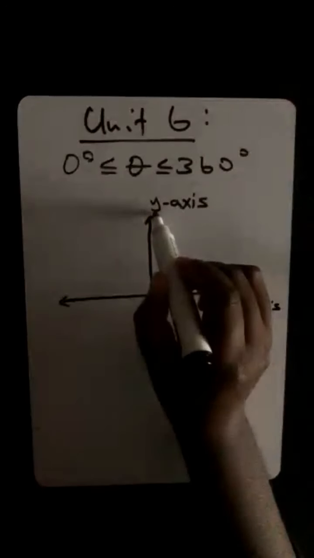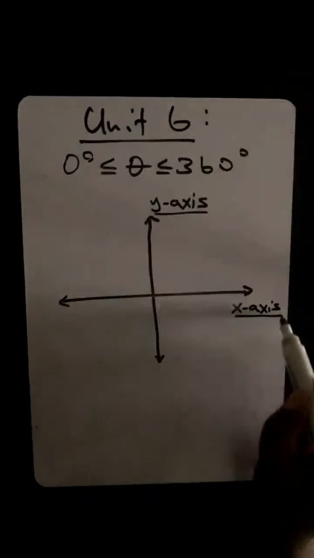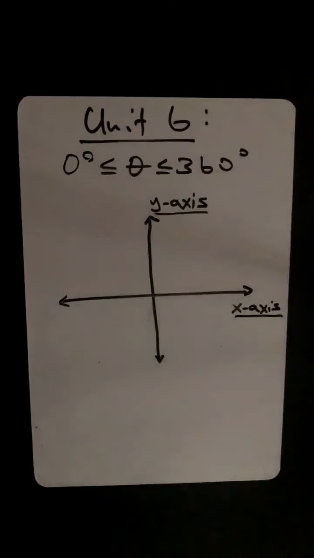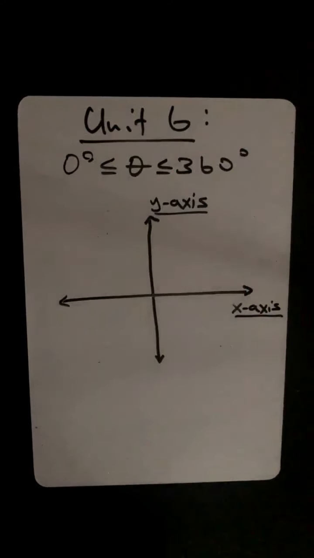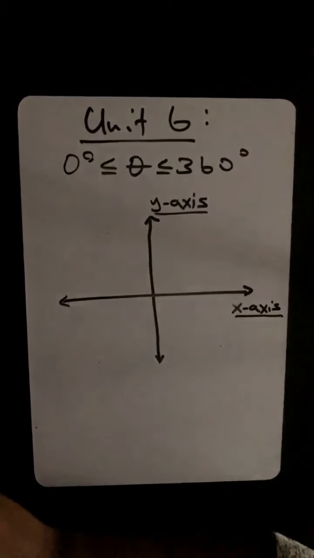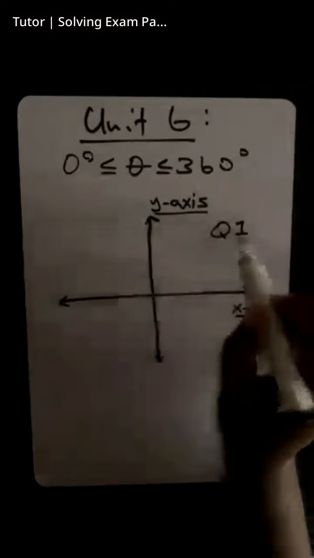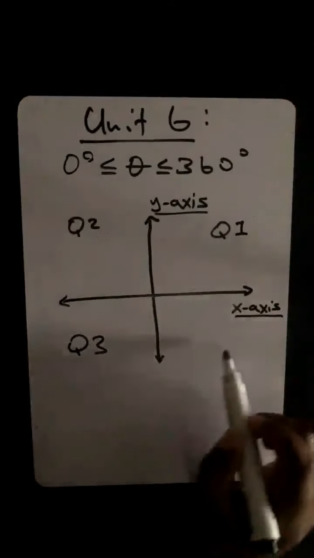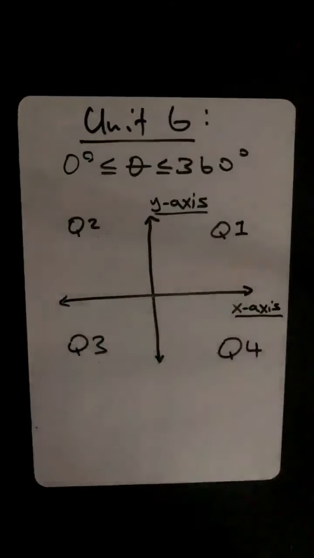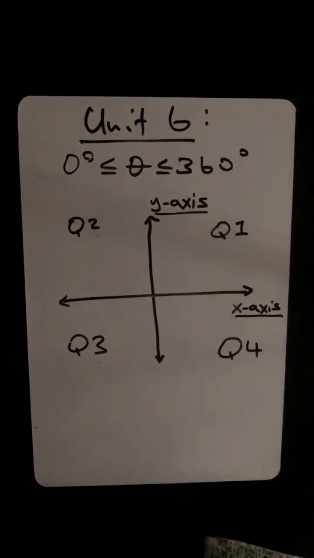So guys, once we say y-axis and x-axis, that's when you can say you are now looking at a Cartesian plane. How many quadrants does a Cartesian plane have? It has 4 quadrants. So this is quadrant number 1, this is quadrant number 2, this is quadrant number 3, this is quadrant number 4. There I agree with you 100%.